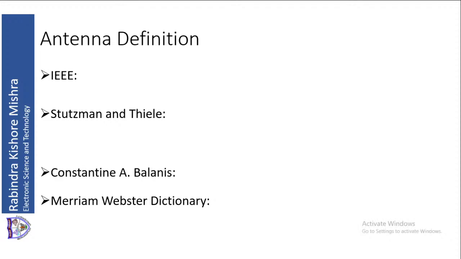Define antenna and define some of the parameters of the antenna. There are various definitions of antenna. You can take any of these definitions. The first definition is a standard definition by the IEEE. The IEEE stands for Institution for Electrical and Electronics Engineers.